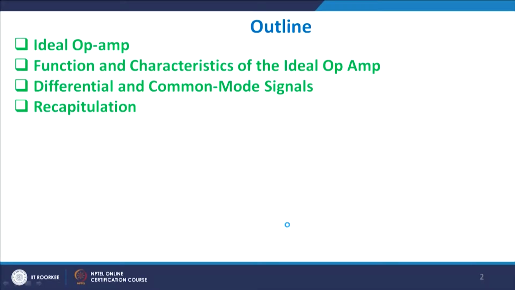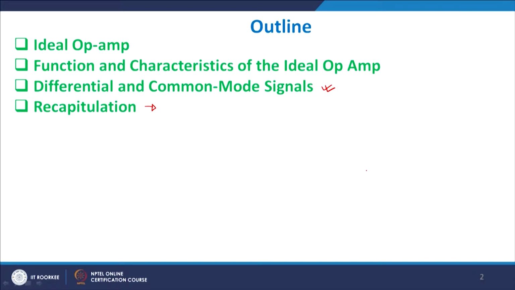What we will be doing in this module is the following. We will look into what is known as an ideal op amp. When we say op amp, we mean operational amplifiers, and we will see why it is named so. We will look into the function and characteristics of an ideal operational amplifier. Then we will look into the differential and common mode signal, and then we will come to non-inverting and inverting mode, and then we will finally recapitulate our discussion.